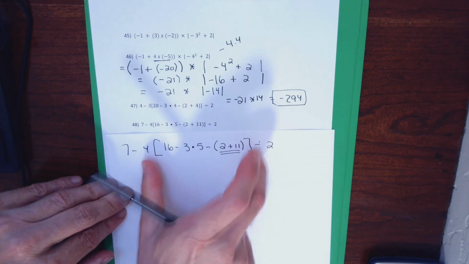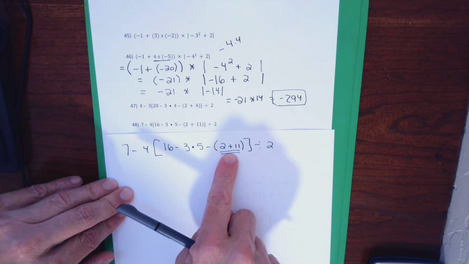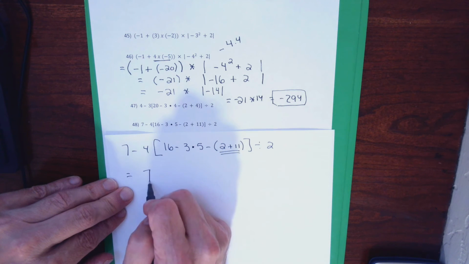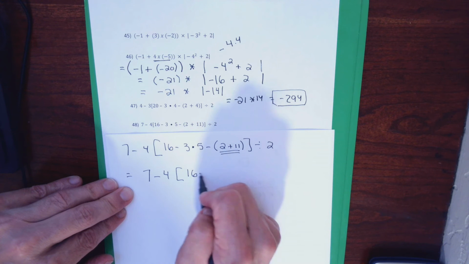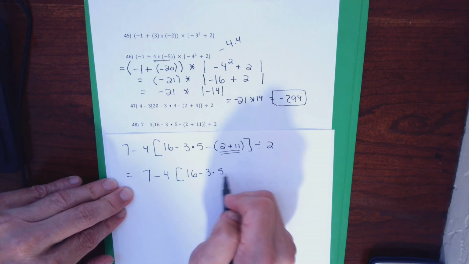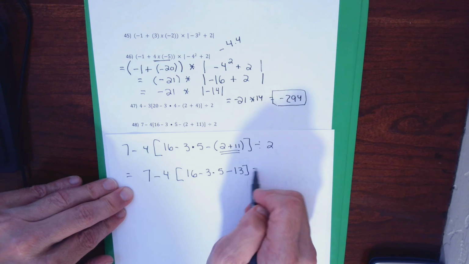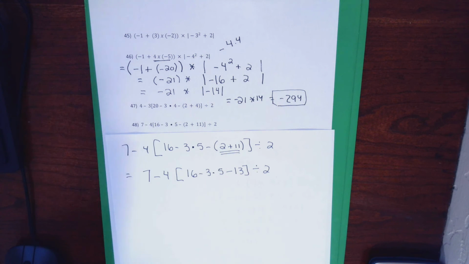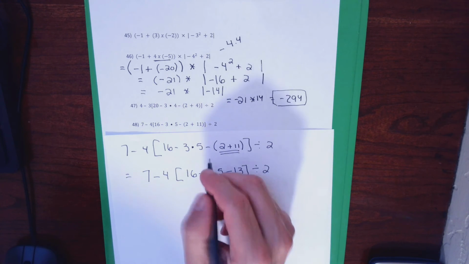I'm going to try to get this bracket down to a single number before I do any of the stuff outside the brackets. But inside the bracket, there's a parentheses. I need to do that first. So I'm going to bring down my 7 minus 4, bring down my bracket, 16 minus 3 times 5 minus, I'm going to say minus 13, and stop writing that parentheses, because 2 plus 11 is 13. So I've gotten rid of the parentheses inside the bracket. Now I'm worried about inside the bracket. I see 16 minus 3 times 5 minus 13.